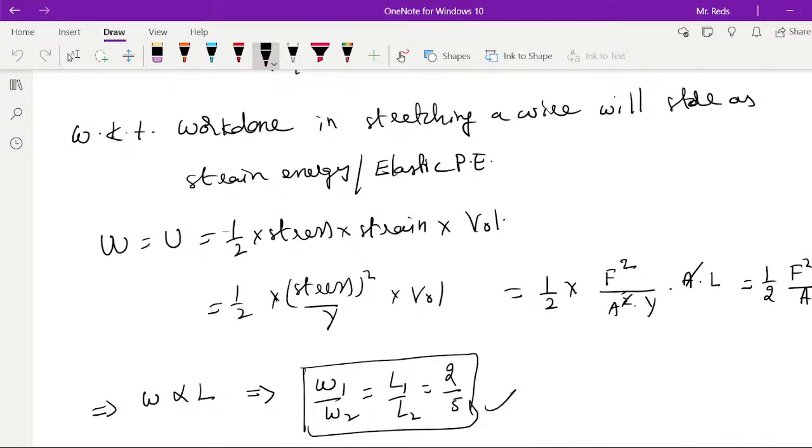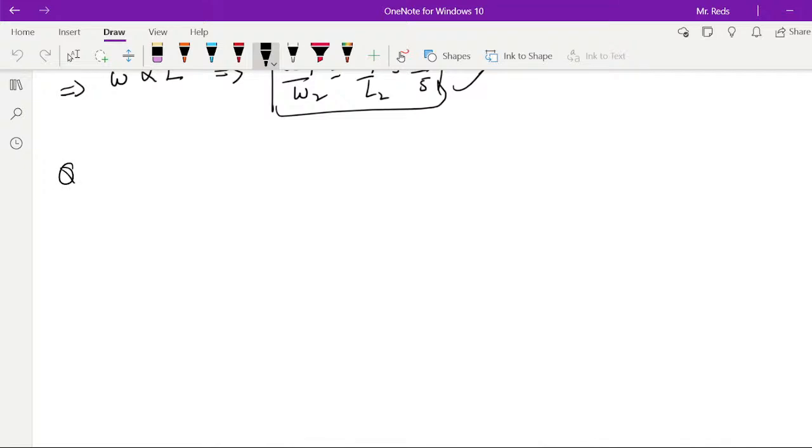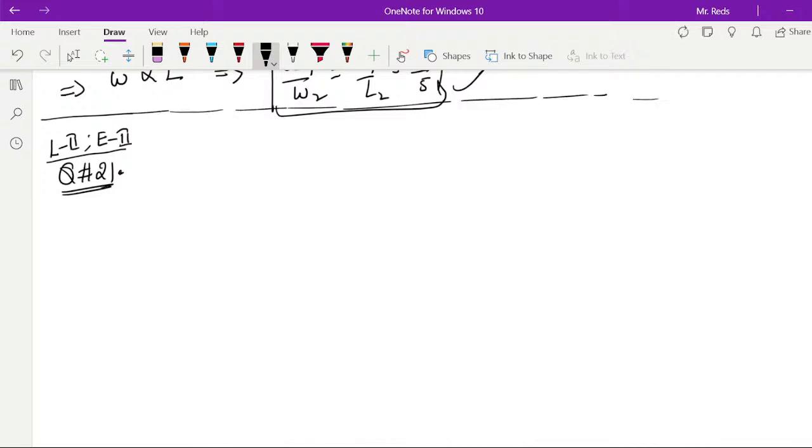Next, let's see question number 21. Right, question number 21. What is given here and what are you asked to find? Again, level 2 exercise 2. If anyone joins in between, they have to understand that this belongs to level 2 exercise 2 question number 21.